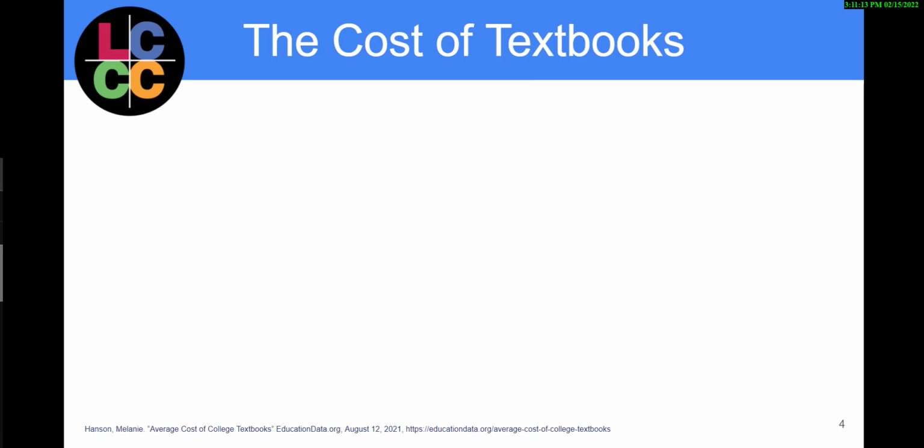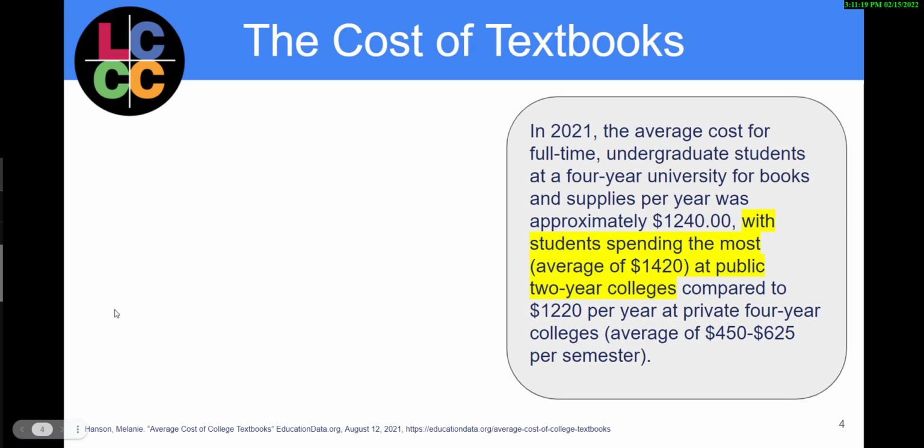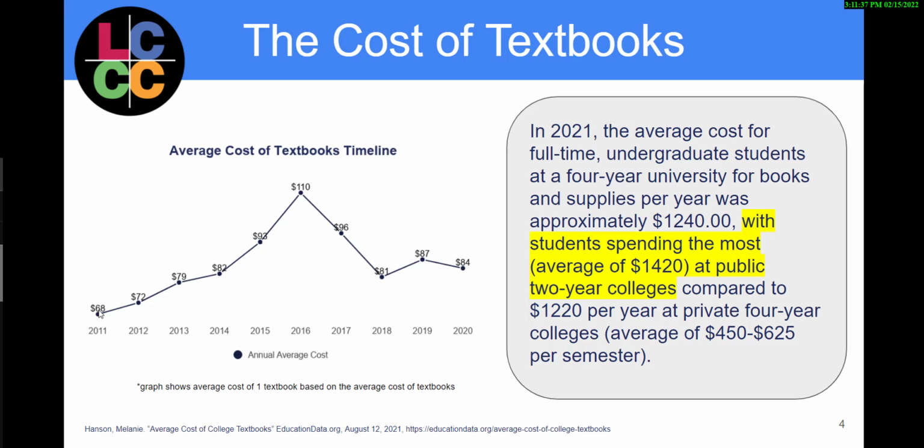The cost of textbooks is one of the reasons why OERs are so important. In 2021, the average cost of textbooks and supplies for a 4-year school was $1,240. At a 2-year public school, it was on average $1,420. The graph to the left shows the average cost of a textbook over the years, with the peak being at $110 per book on average, although the number has declined in recent years, down to $84 on average for a book. You normally have 3 to 5 courses, so that cost can add up for each student.